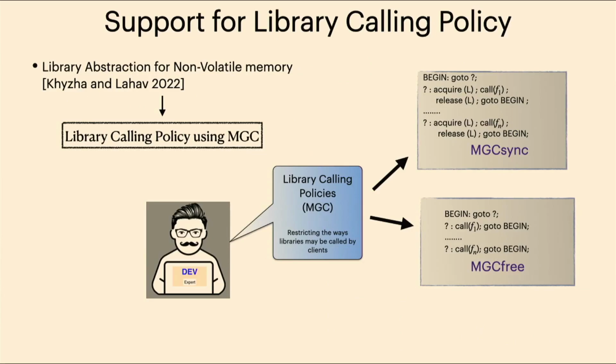Going further, we also want to provide support for library calling policies in our work, in the way proposed in this work by Khyzha and Lahav, where the developer of the library can use a program called MGC to put meaningful restrictions on the way in which the library can be used by a client. For example, there are 2 sample MGCs that we have given. One is MGC-free, which puts almost no restriction on the client, while the other MGC can represent some restrictions by the developer.